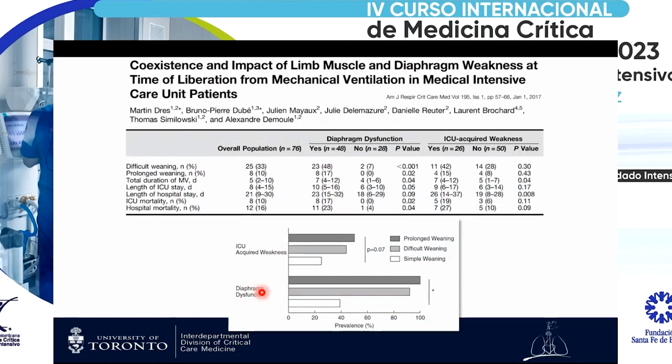ICU-acquired weakness happens in the ICU, but in fact, diaphragm dysfunction is even more common than ICU-acquired weakness. And patients even without ICU-acquired weakness can have diaphragm dysfunction. And it has a much bigger impact on the weaning outcomes of these patients.